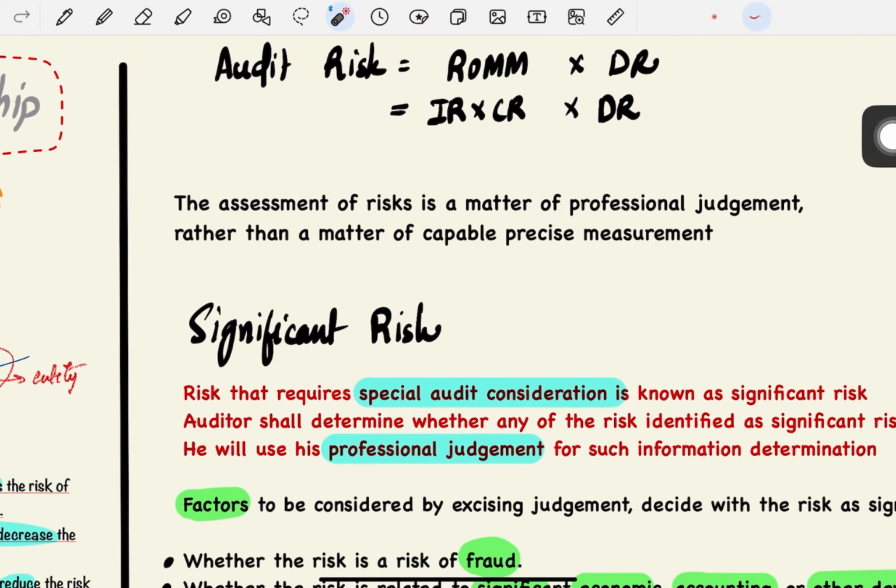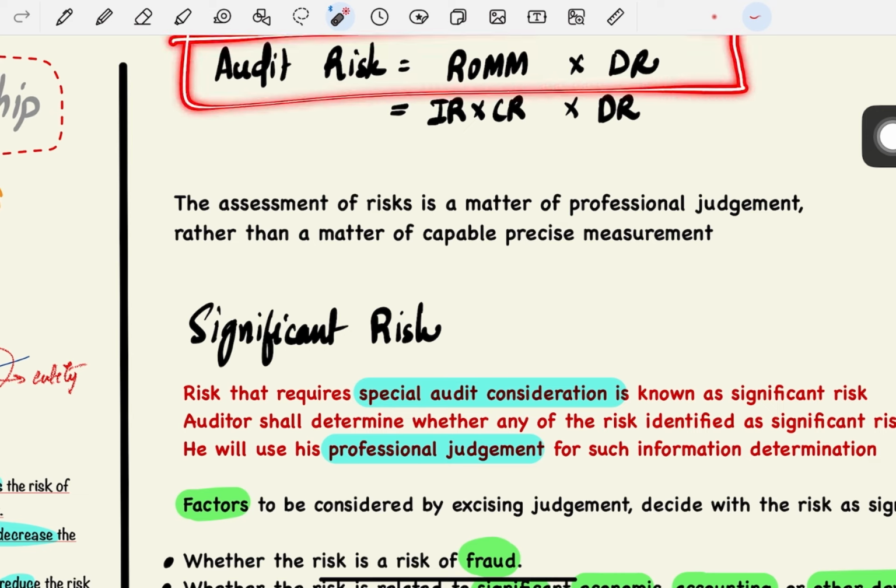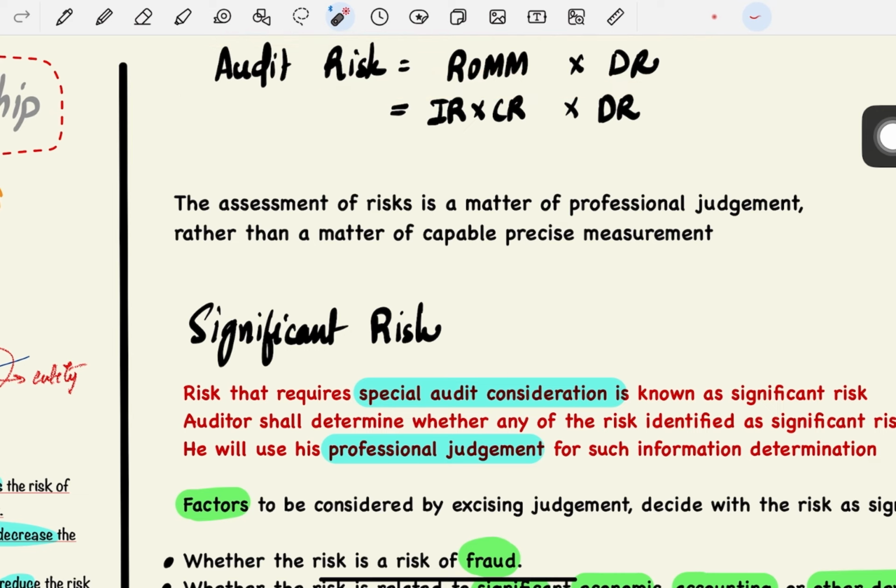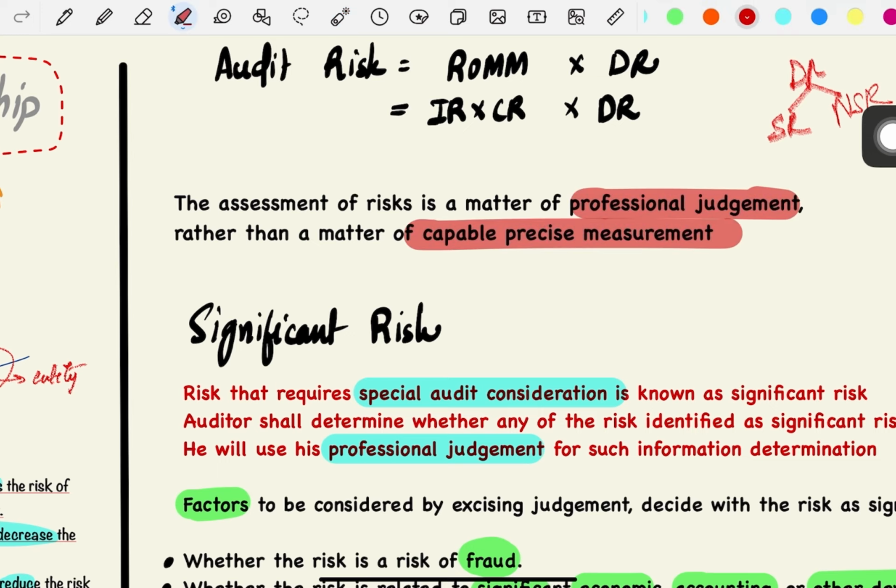Now let us understand. Since we have read about the components of risk of material misstatement and detection risk, audit risk is basically the risk of material misstatement and detection risk. Risk of material misstatement consists of inherent risk and control risk. Detection risk consists of sampling risk and non-sampling risk. Whatever assessment of risk is being done, it is a matter of professional judgment rather than a matter of precise measurement. Most of the time the auditor has to exercise his professional judgment. He cannot always precisely measure.